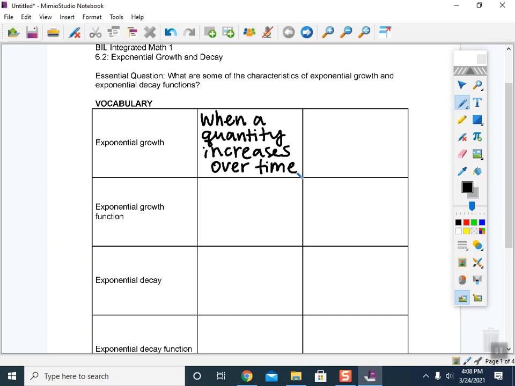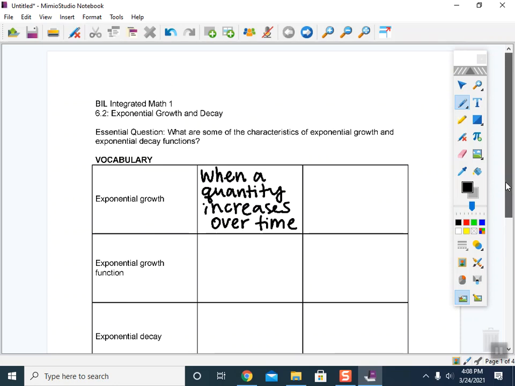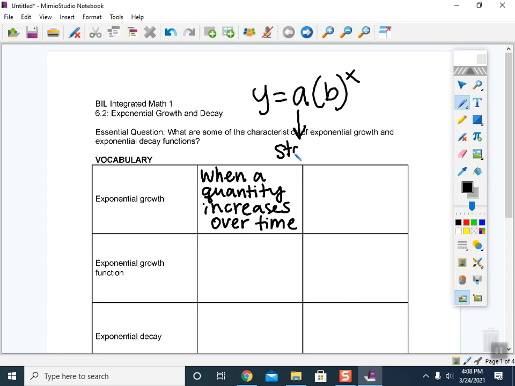Something else I want to mention is that this also assumes that we are dealing with an exponential function, right? So it's when a quantity increases exponentially over time. So not just a linear function in this case, it has to be an exponential function. And if you remember, the form for our exponential functions is y equals a times b to the x. This is going to stay the same. So a is where we start. B is what our change factor is. All of this is staying the same.